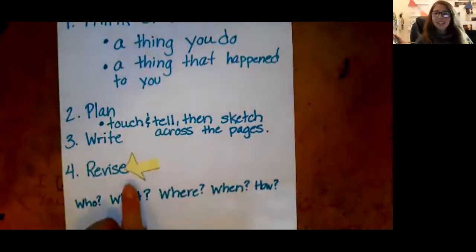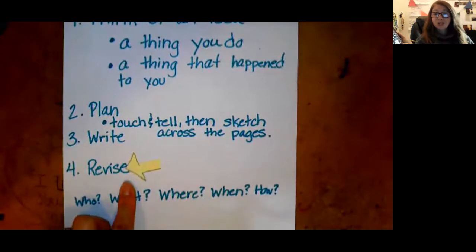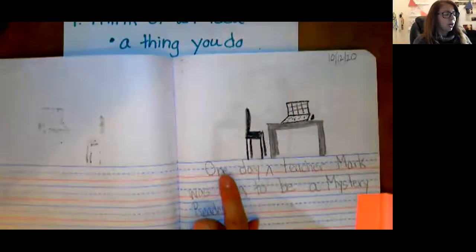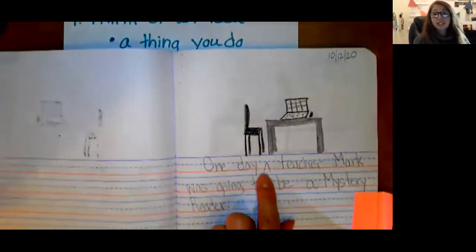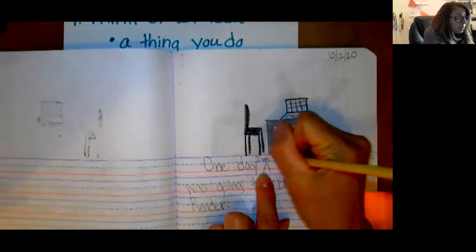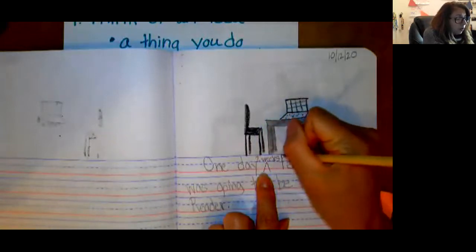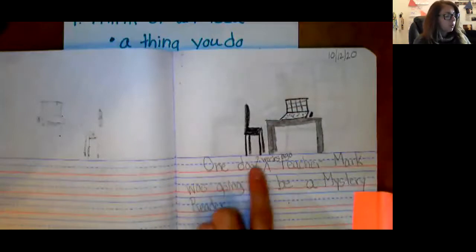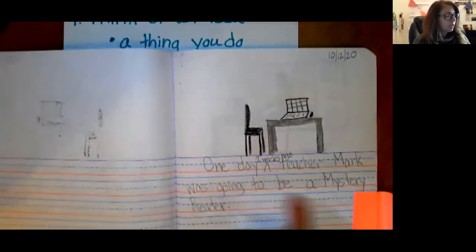When you're revising, we have special marks that we use to go back and add things or take things away from our story. So I can use this caret, and instead of just saying one day, I can say one day 2 weeks ago, and I'm just squeezing it in there, right on top. One day, 2 weeks ago, Teacher Mark was going to be a mystery reader.